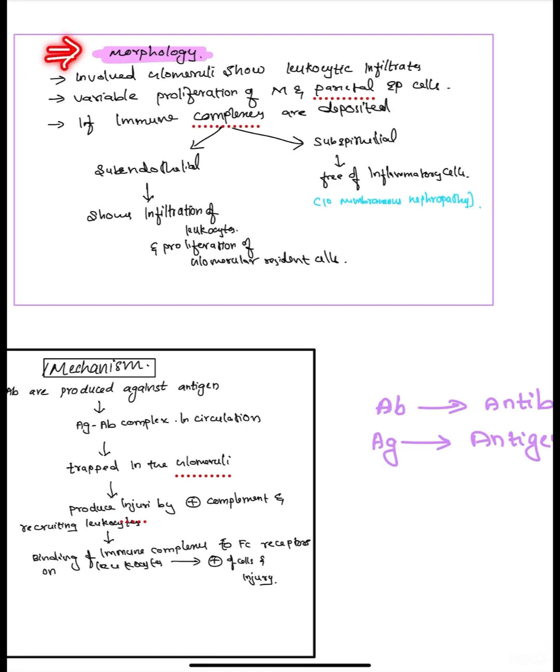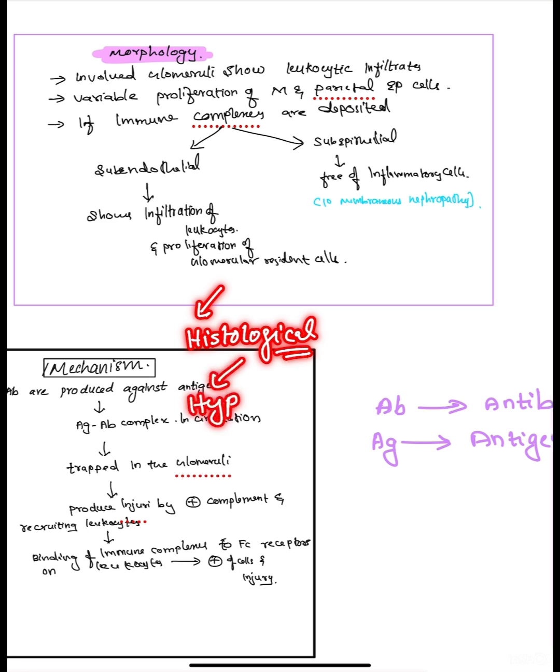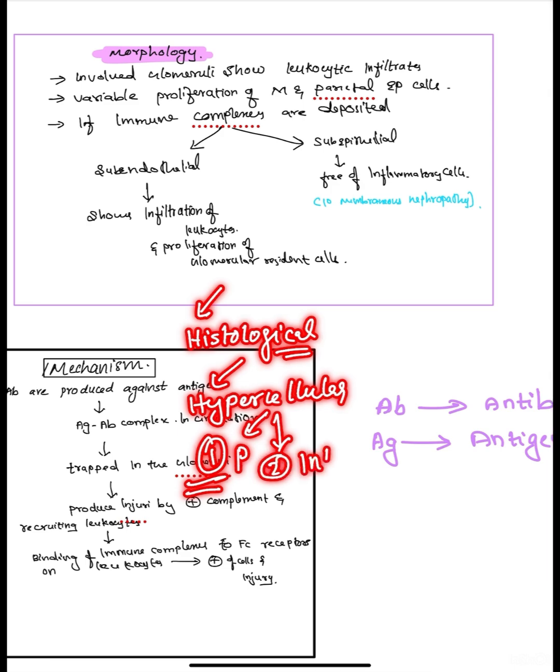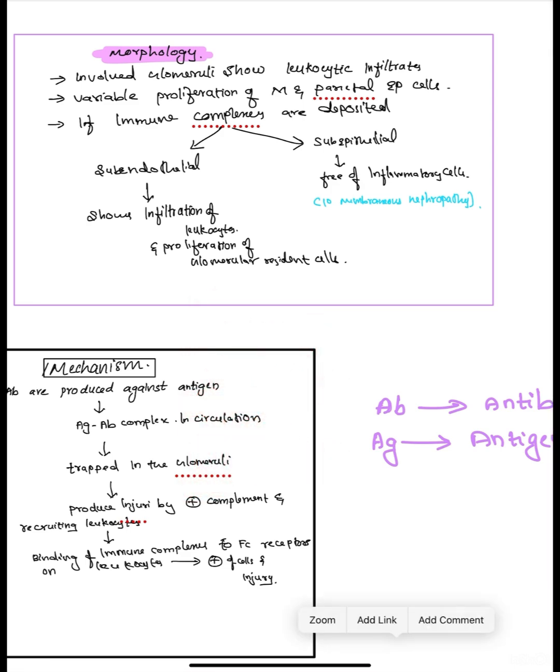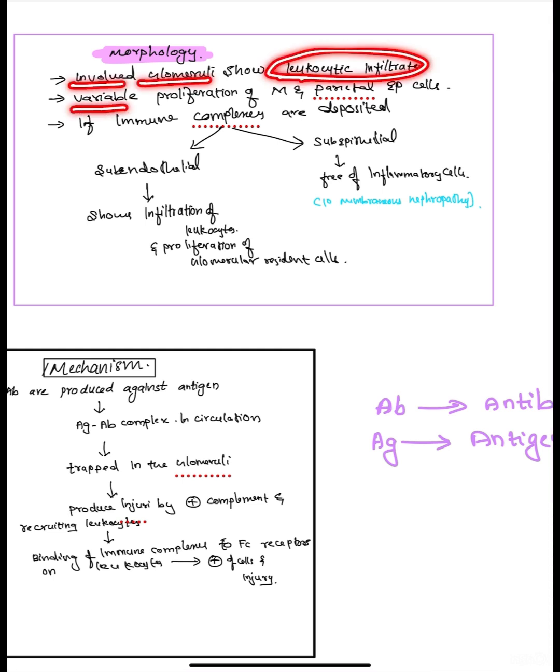Next, we'll move on to the morphology. I guess you remember that we discussed the histological variations earlier. The first one was hypercellularity, which was due to three causes. The first was proliferation, the second was infiltration. Here the involved glomeruli show leukocyte infiltration and variable proliferation of the mesangial and parietal epithelial cells.